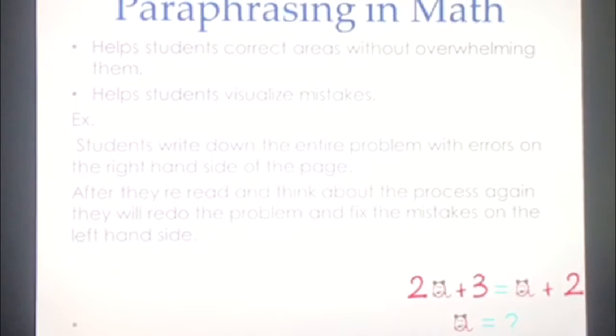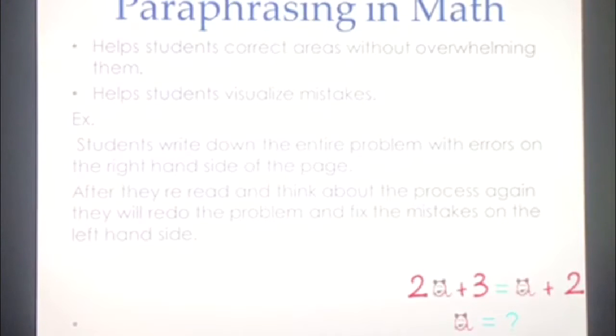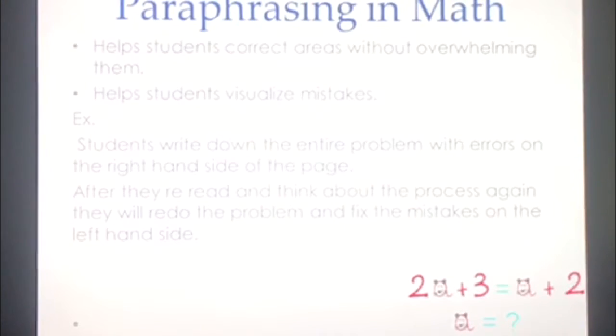Paraphrasing in math, it helps students correct their errors without overwhelming them, and helps students visualize their mistakes as well. Seeing your mistake on paper right in front of you is an easy way to correct it, just by seeing what you did wrong. So an example that I have is students would write down the entire problem with the errors that they made on the right hand side, and after they reread and think about the process that it takes to get the answer, again, that's a big part of paraphrasing in math, is actually rethinking the process that it takes to get there, and then they'll redo the problem and fix the mistakes on the left hand side of the paper, so that way they can see both products right in front of them, the wrong and the right, and see what changes they had to make.